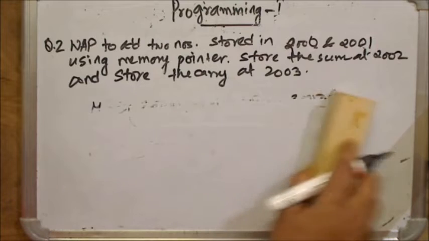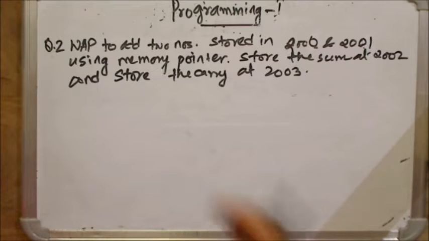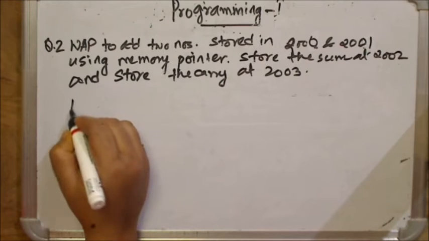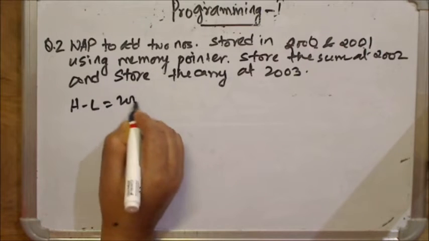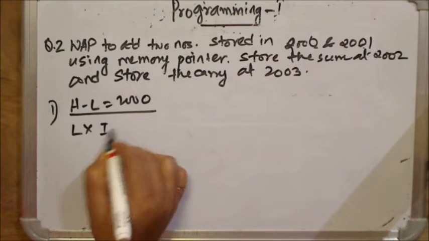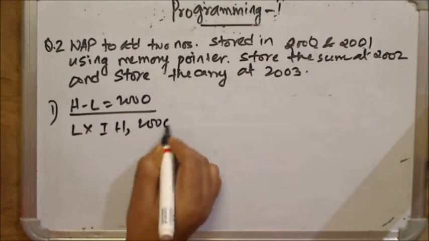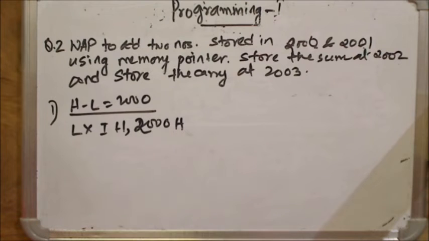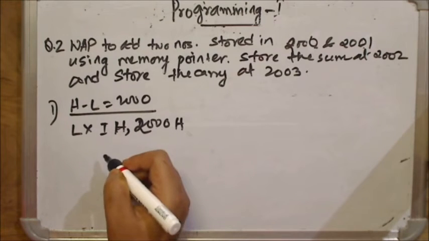So what is our first step to do the program? To make the HL pair 2000. How to make the HL pair 2000? What is the instruction? LXI H, 2000H. I hope you remember what is LXI H.